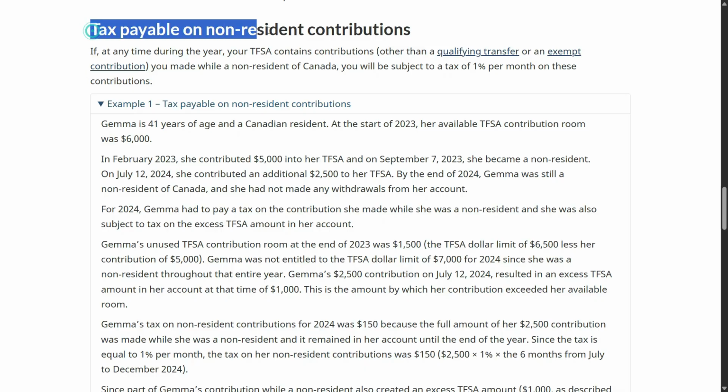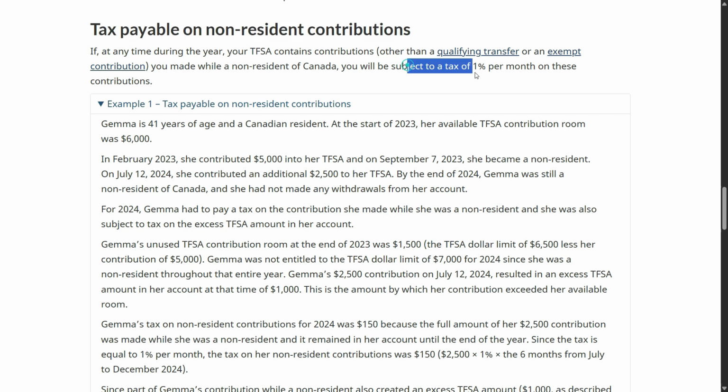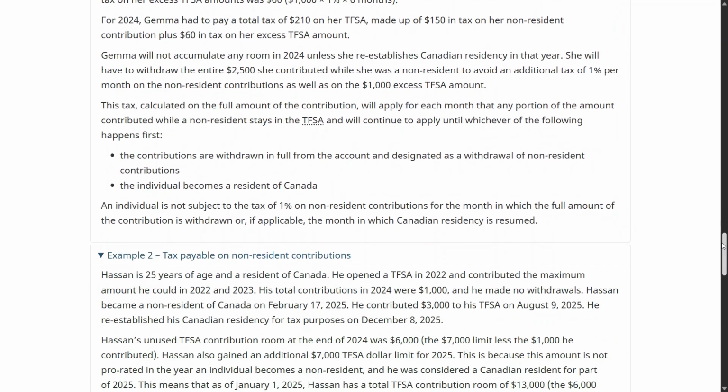Any income that you earn in a foreign country as a non-resident will not be taxed in Canada. If you have a TFSA account as a non-resident, you won't be taxed on income or capital gains inside the TFSA. However, what is important to note is that you cannot contribute to a TFSA while you are a non-resident. These contributions will be subject to penalty.